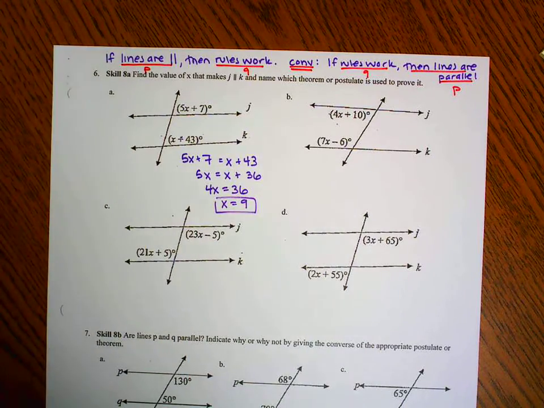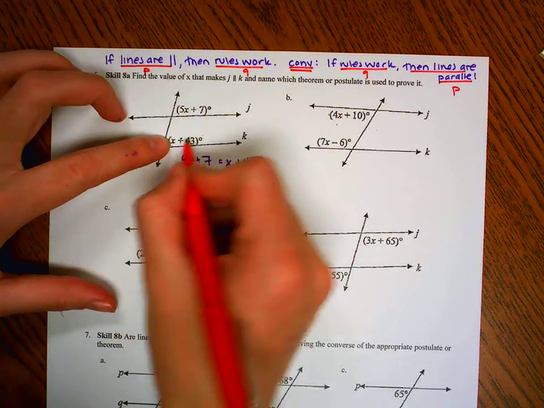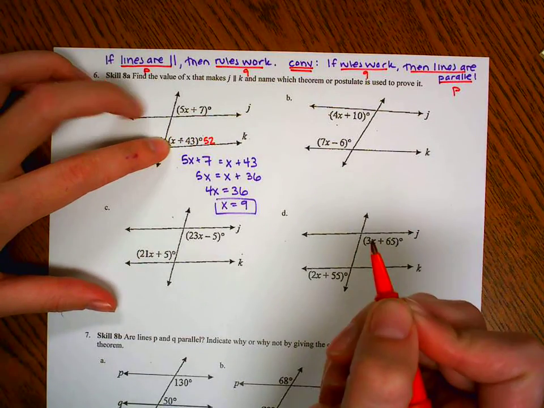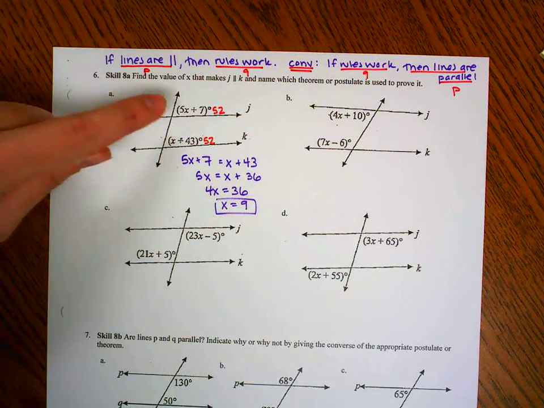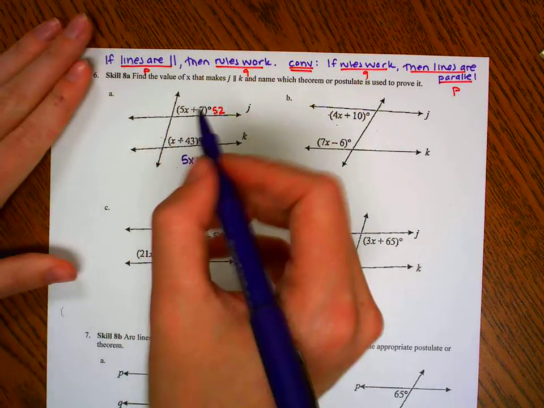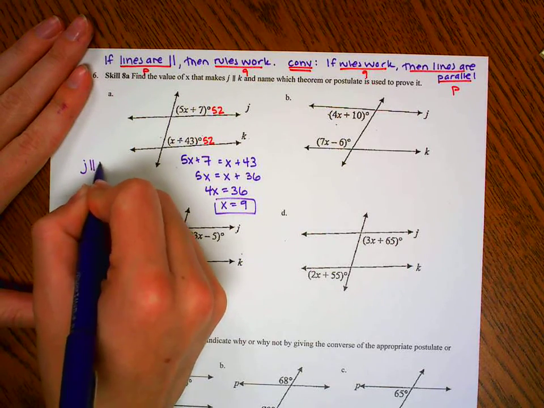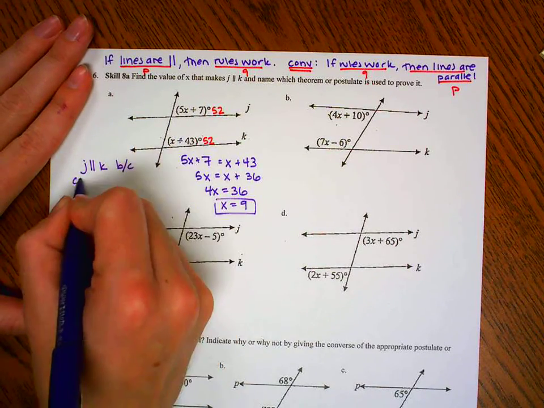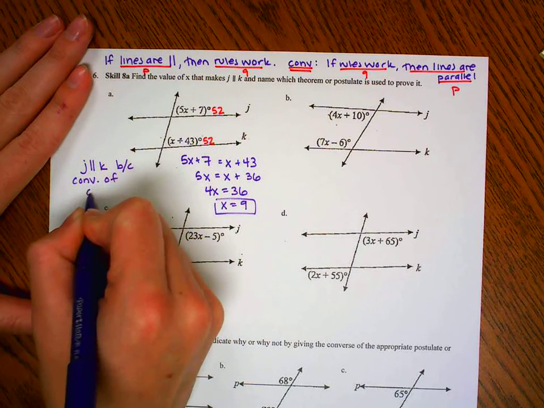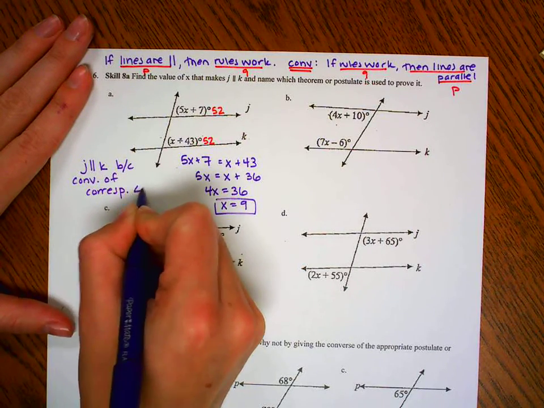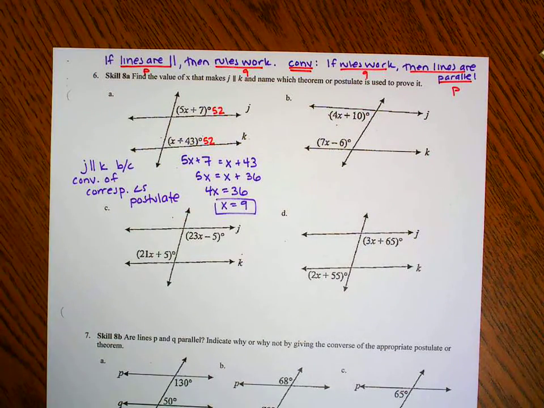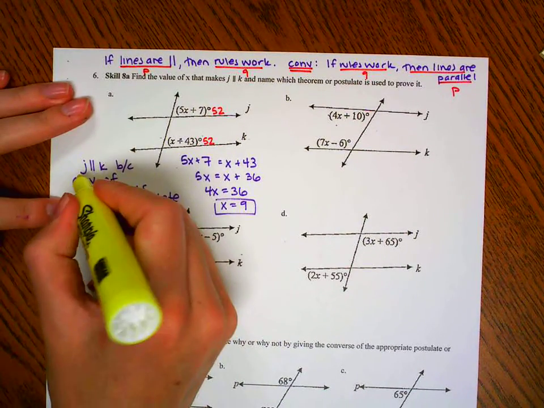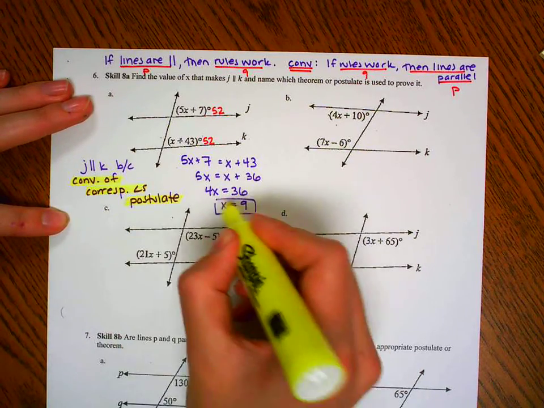But we don't just want the value of x. Remember, if x is 9, let's plug things in really quick. That's going to give me a value of 52 degrees for this angle, and perfect, 52 degrees for that angle. Now that those angles are congruent, we can say that line J is parallel to K because of the converse of the corresponding angles postulate. That's A, and I'm going to highlight that. I really want that to stand out. Make sure you use the words converse of the corresponding angles postulate and x equals 9.